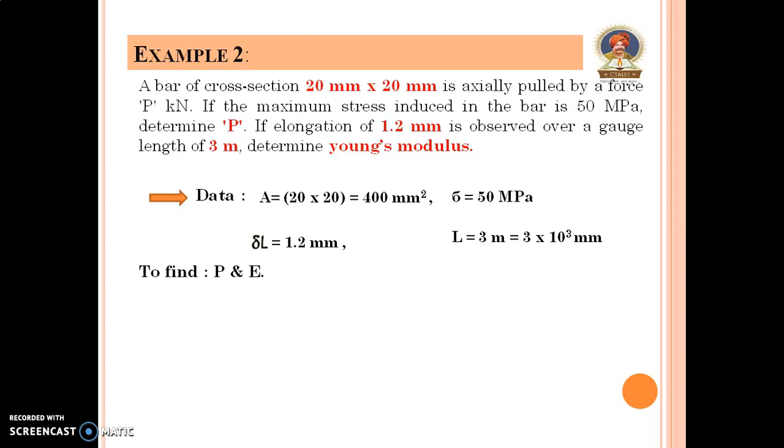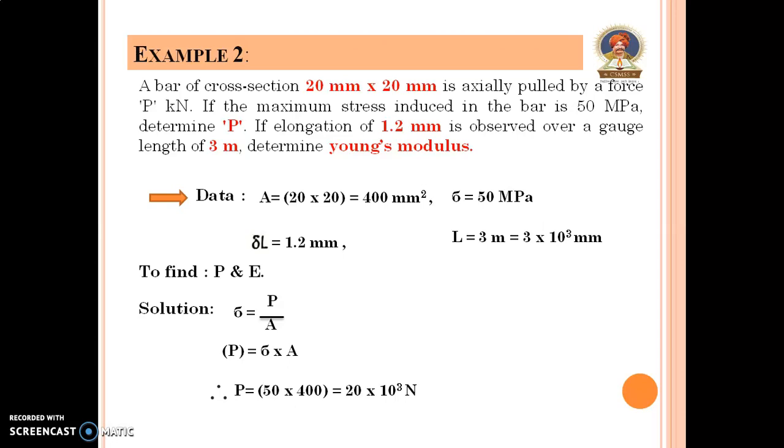So as we know that stress is equal to P by A, by using this equation we are going to find the P. So the equation is P is equal to stress into area. Put the value of sigma and A in this equation. So P is equal to 50 into 400. So the final answer is 20 into 10 raised to 3 Newton. The value of P is 20 into 10 raised to 3 Newton.